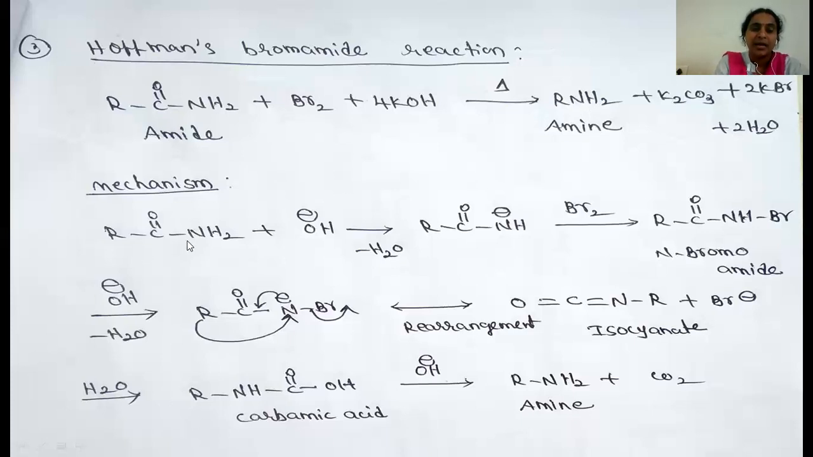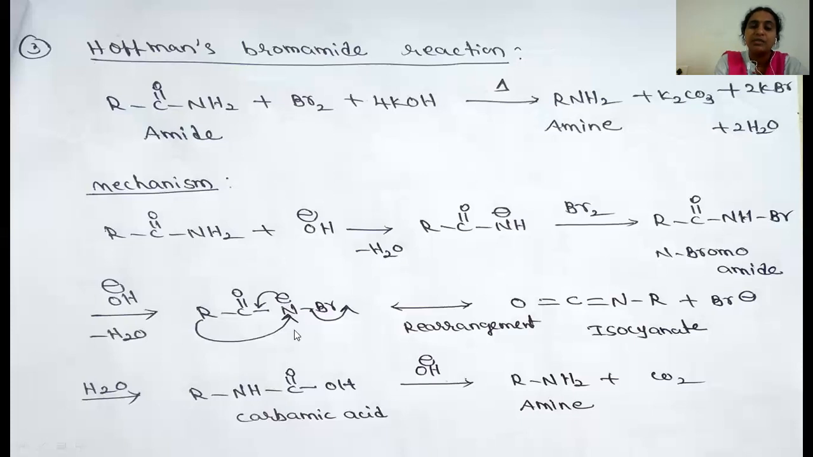So in this mechanism, the amide first reacts with the base, which abstracts the proton from the amine and produces the N minus charge. When it reacts with the halogen, it produces the N-bromoamide. Now this N-bromoamide again reacts with the base. That base will abstract the proton here, and again nitrogen will get a minus charge.